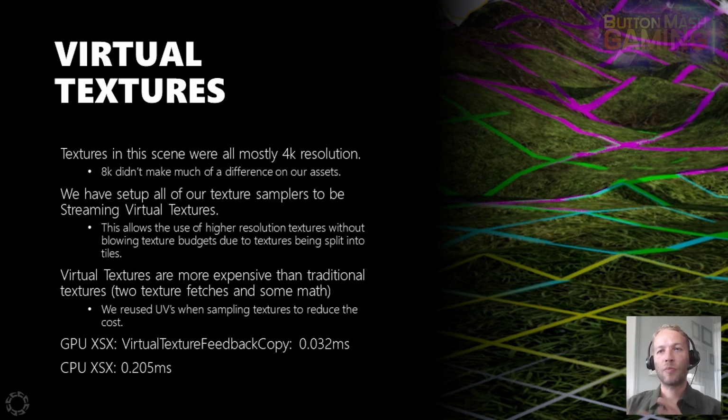Virtual textures are more expensive than traditional textures. There's 2 texture fetches and some math. So we made a change where we reused the UVs when sampling textures to reduce the cost. And I did a quick profile here just to see where we were landing. The GPU cost is negligible at 0.032 milliseconds, and the CPU cost is still quite low at 0.2 milliseconds on Xbox Series X.